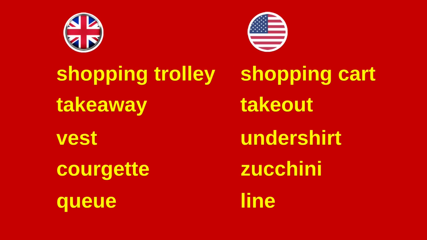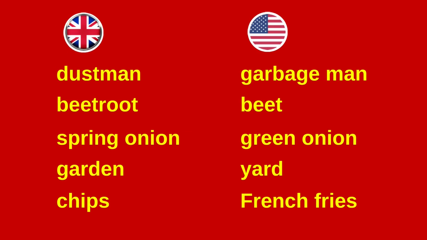Shopping trolley, shopping cart. A restaurant where you can buy food to take home and eat is called takeaway in British English, but in American English it is a takeout. Vest is what you wear under your shirt in British English, but the American term is undershirt. Courgette, zucchini, that vegetable of the squash family. Queue is a line. Dustman, garbage man. Beetroot becomes beet. Spring onion, green onion.